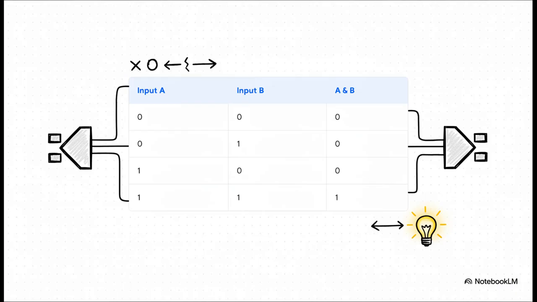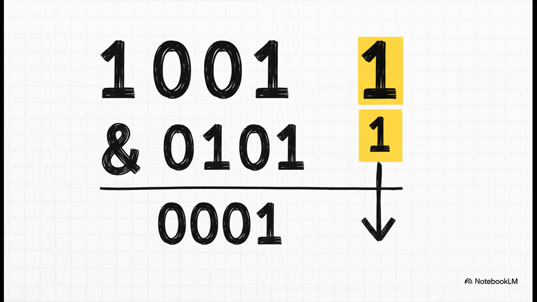And this truth table just lays it all out perfectly. You can see it right there. 0 and 0, you get a 0. 0 and 1, still 0. The only time we get a 1 is down there in that last row, when both of our inputs are 1. And here's how it works with actual numbers, which is pretty cool.